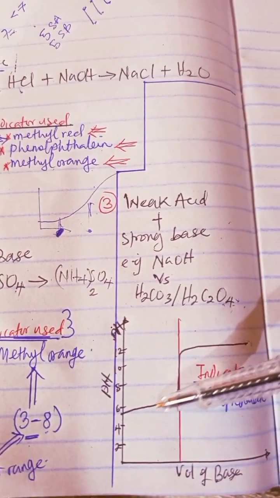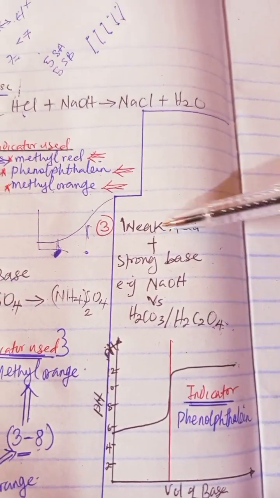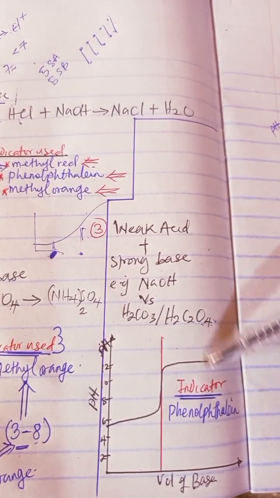So in this case, the indicator that I can use is phenolphthalein. Take note, weak acid plus strong base titration uses phenolphthalein.